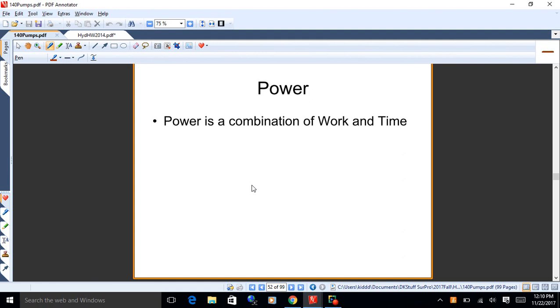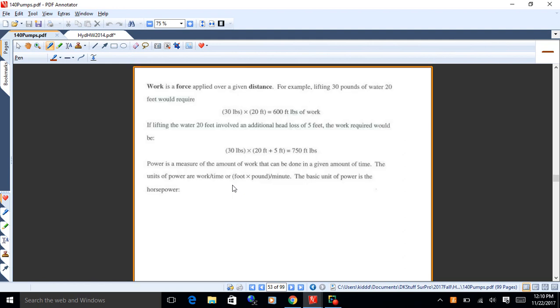What we want to look at here is power in pumps. So power is a combination of work and time. Okay. Now work is actually a thing from physics. Work is a force applied over a distance. So if you take 30 pounds of water and you lift it 20 feet, you take the weight of the water times how high you lift it, and you get the work: 600 foot-pounds of work. That's the term for that. Okay. So work is just a weight times a distance that you lift it.